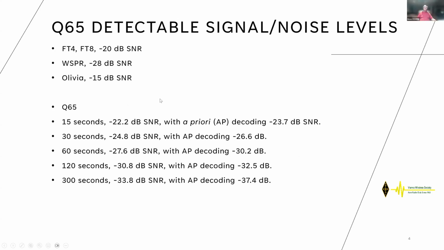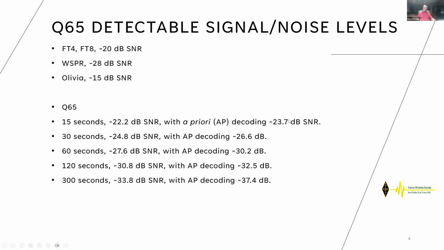It's capable of really, really good signal to noise. For example, for FT4 and FT8, minus 20 is considered the standard. Whisper is minus 28, Olivia minus 15. But with Q65, if you're running 15 seconds, you're at minus 22. And here's where the a priori decoding helps: it basically buys you another 1.5 dB.